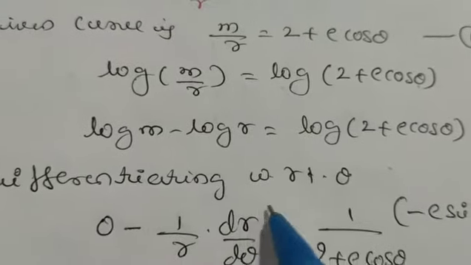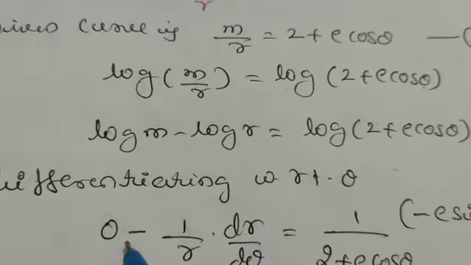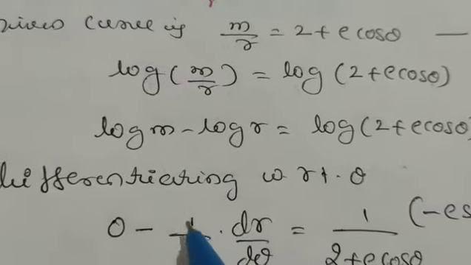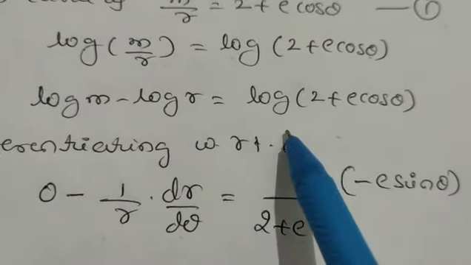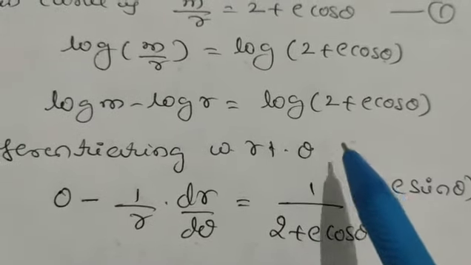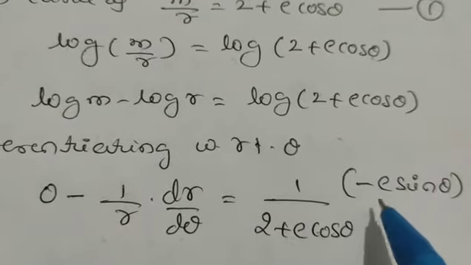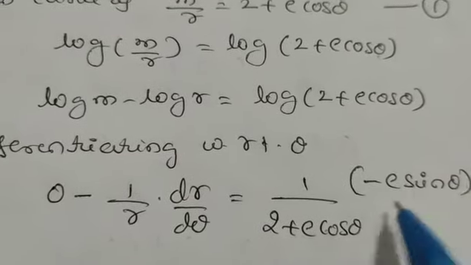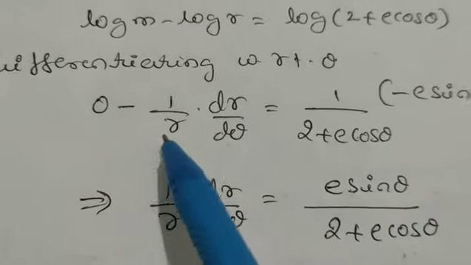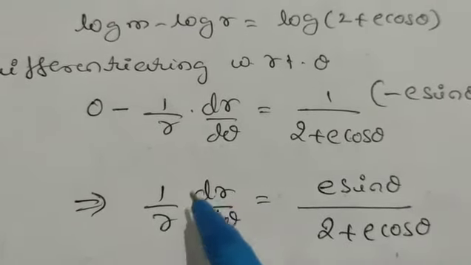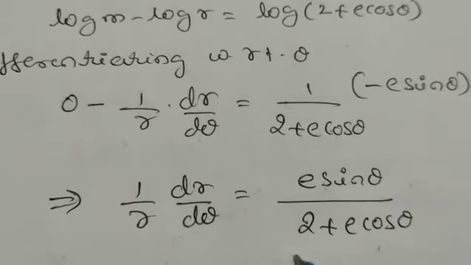Now differentiating with respect to theta here, the derivative of log m, it is a constant, its derivative is 0, and the derivative of log r is 1 by r into dr by d theta, is equal to 1 divided by 2 plus e cos theta into the derivative of 2 plus e cos theta, which is minus e sin theta. Now on both sides the negative sign gets cancelled. This is 1 by r dr by d theta is equal to e sin theta divided by 2 plus e cos theta.